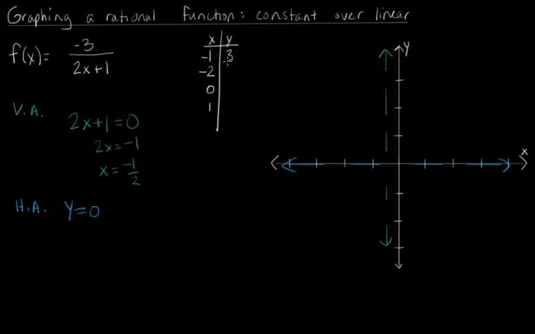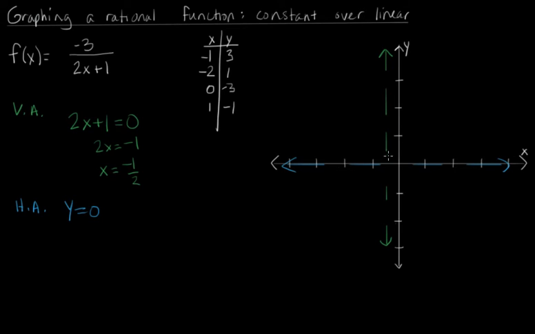So that's 3. And then for -2, it's going to be -3 over -4 plus 1, which is -3. So -3 over -3 is 1. And then when we look at 0, it's going to be -3 over 1, so that's -3. And when we look at 1, it's going to be -3 over 3, so that's just going to be -1.